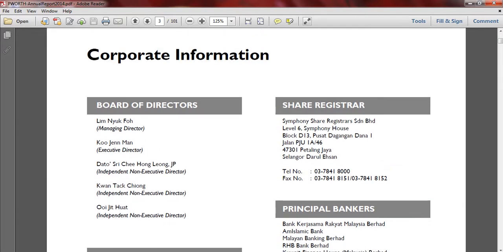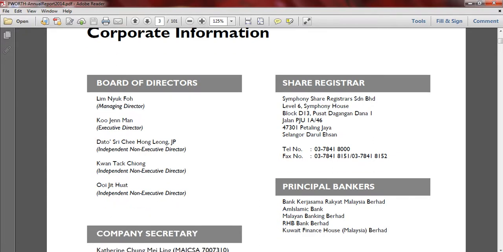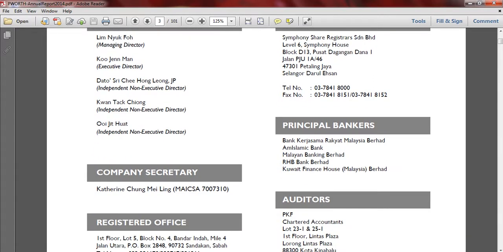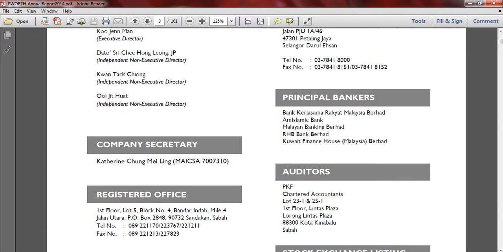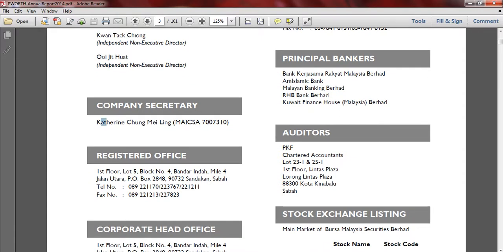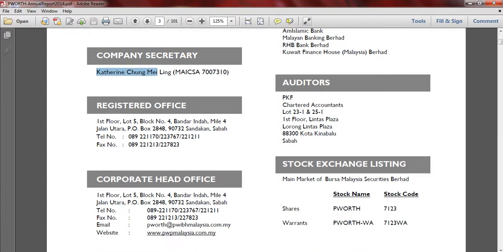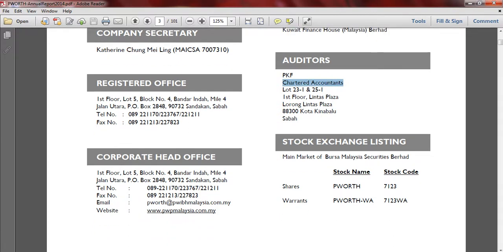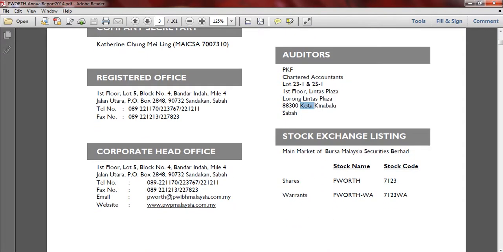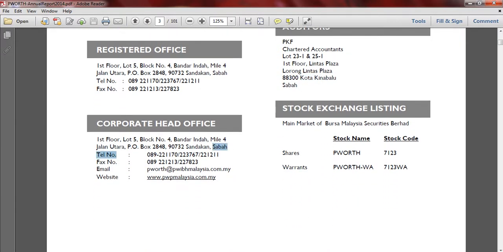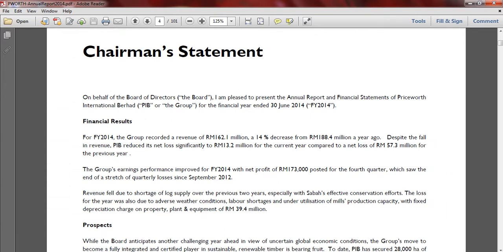Corporate information, see, okay, board of directors, there are 1, 2, 3, 4, 5 directors. Principal bankers, there are 1, 2, 3, 4, 5. The secretary is Catherine, and so on. The auditor is chartered accountants, okay, it's AKK. And Sabah. This company is basically based in Sabah.